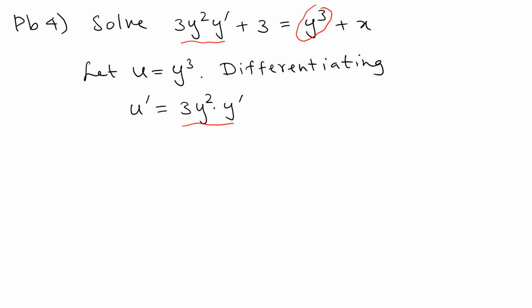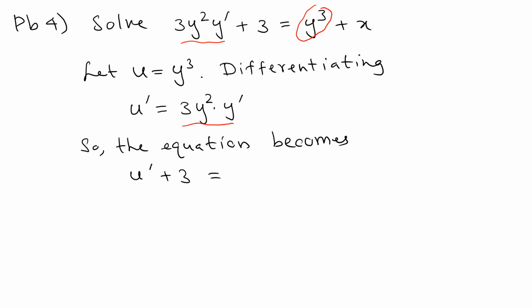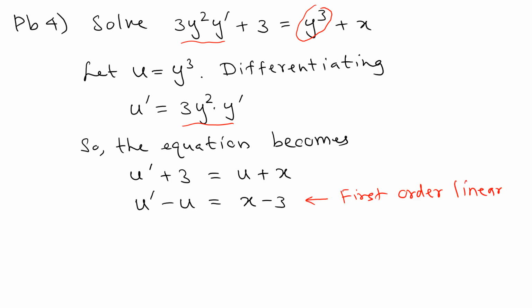So we can substitute now. On the left side, it is going to be u prime plus 3. On the other side, it is u plus x. Now you can see this is not separable, but you can write it in this form. You can move the u term to this side, and you can move 3 to the other side. So now this is first order linear, and we know how to solve these kinds of equations, and you can see there's a link in the description to learn about how to do these things.